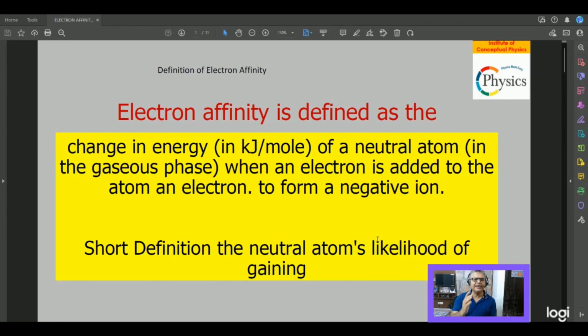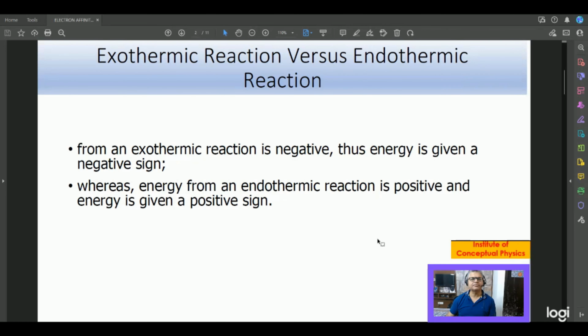You will not get any marks if you write the short definition, but if you write the full definition in your school examination or wherever you are going to get full marks, right? So always write the change in energy of the neutral atom when an electron is given to it. Remember, gaseous phase. Let's talk about the next slide.